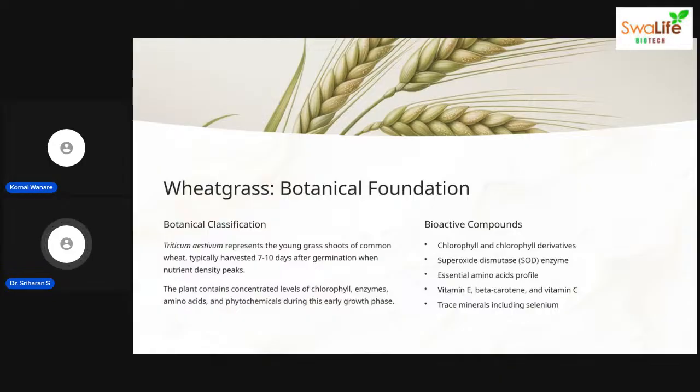In yesterday's class I clearly said that one herbal plant has multiple ingredients and multiple bioactive components, and based on these, analytical problems may arise. The bioactive compounds in wheatgrass are chlorophyll, the superoxide dismutase enzyme, an essential amino acid profile, vitamin A, beta-carotene, and vitamin C. We will see in the upcoming slides their role in cancer, their mechanism of action, and their specific role. That is a short intro of wheatgrass.